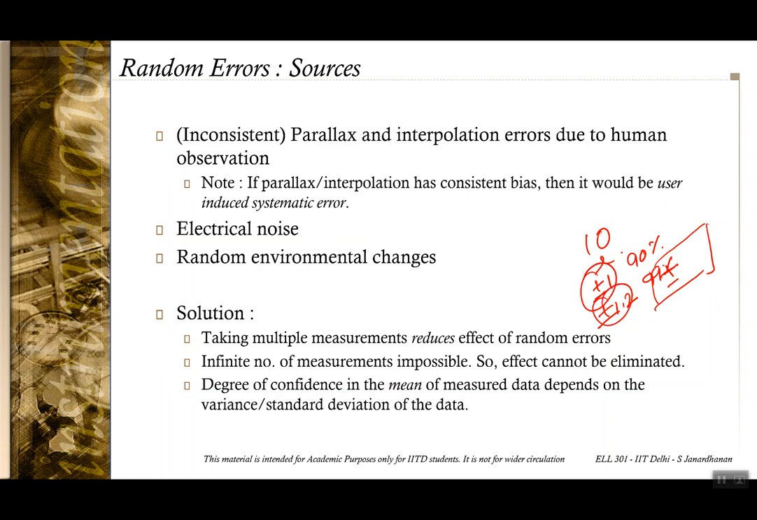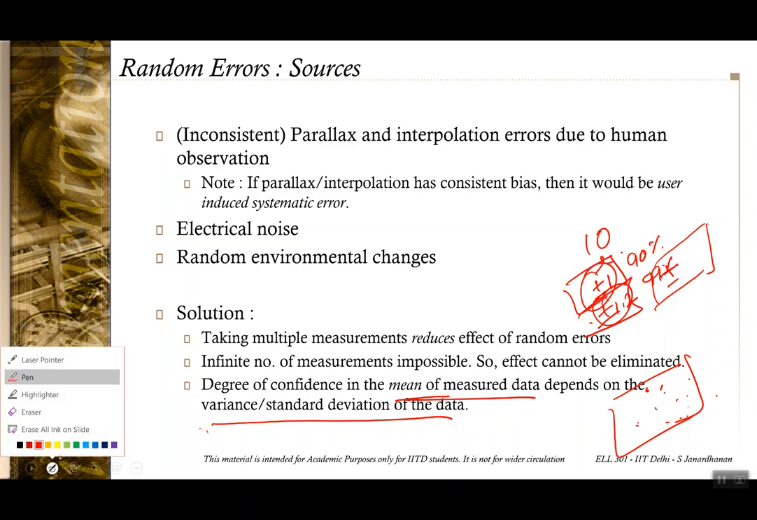The degree of confidence in these measurement errors, the degree to which we can predict this, depends upon the mean of the measured data and the degrees of freedom in the mean, which depends upon the variance and standard deviation of the data. So if you have a large amount of data, the variance and standard deviation of the repeated measurements will give you an idea of the error bound that you can put in.